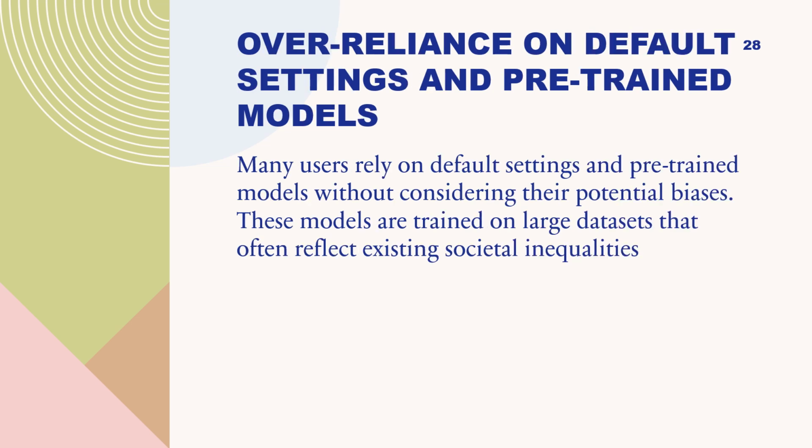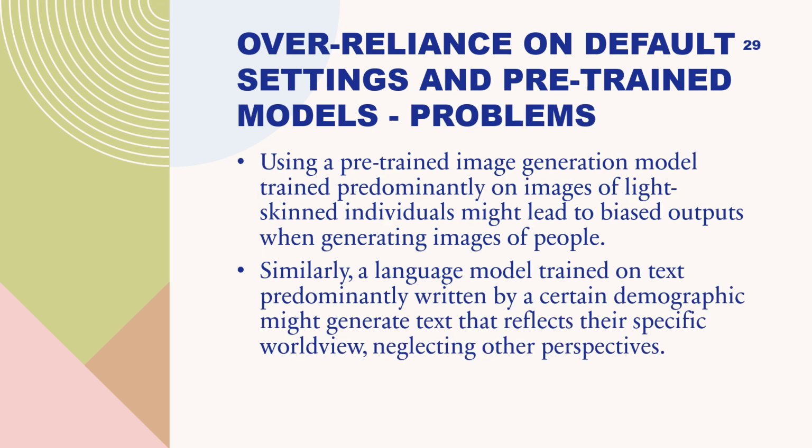Now, second is over reliance on default settings and pre-trained models. Many users rely on default settings and pre-trained models without considering their potential biases. These models are trained on large datasets that often reflect existing societal inequalities. The problem with this is that a pre-trained image generation model trained predominantly on images of light-skinned individuals might lead to biased outputs when generating images of people. Similarly, a language model trained on text predominantly written by a certain demographic might generate text that reflects a specific worldview, neglecting other perspectives. So how can we mitigate it?